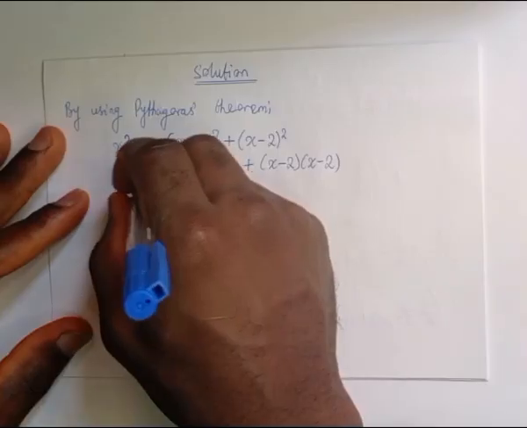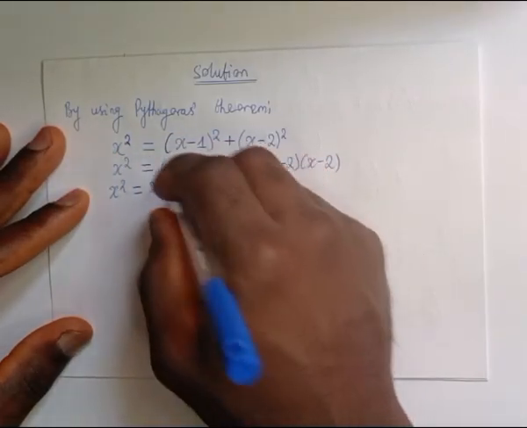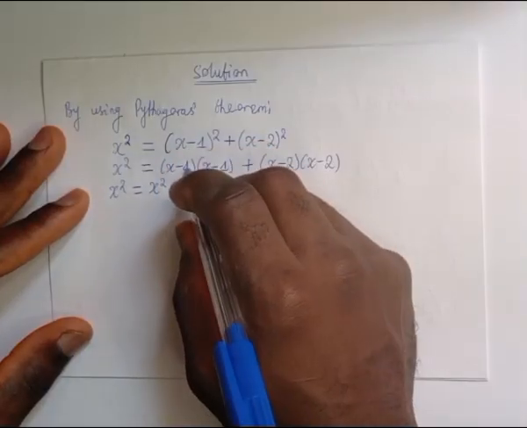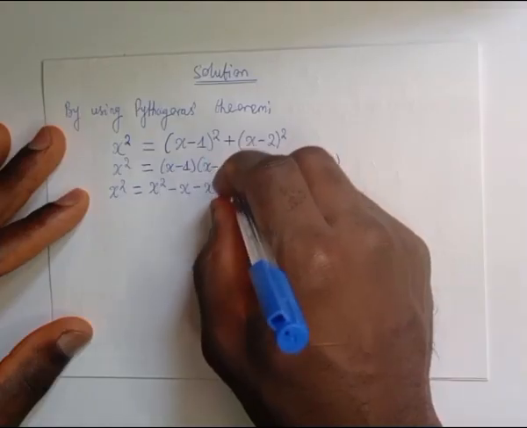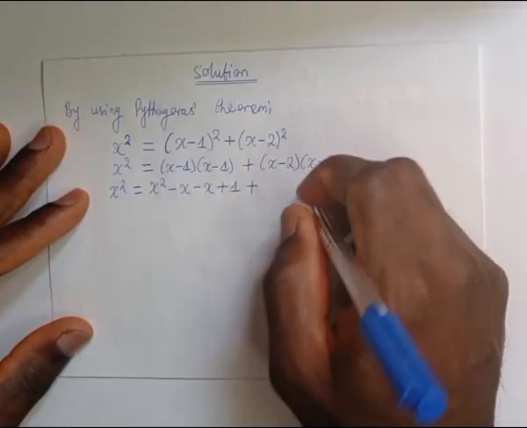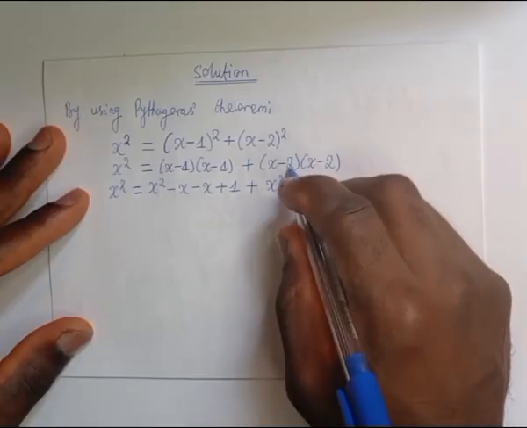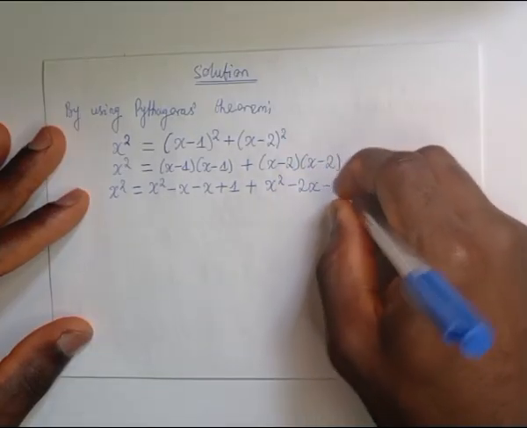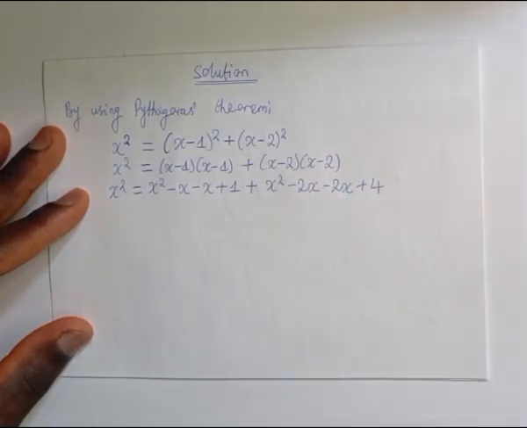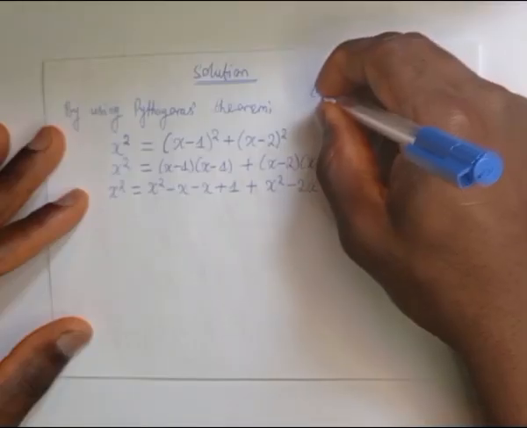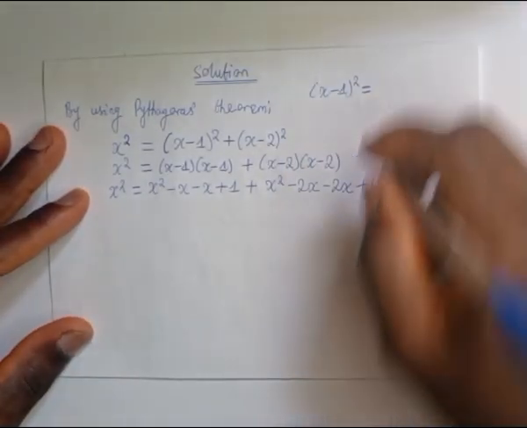This will give us x squared to be equal to x times x gives x squared, x times negative 1, negative x, negative 1 times x, negative x, negative 1 times negative 1 gives positive 1, plus x times x gives x squared, x times negative 2, negative 2x, negative 2 times x, negative 2x, negative 2 times negative 2 gives us positive 4.